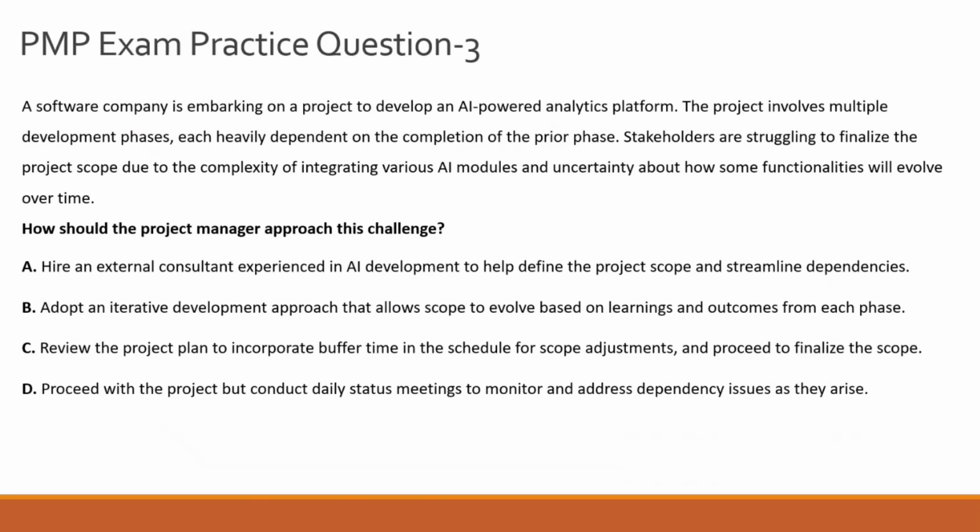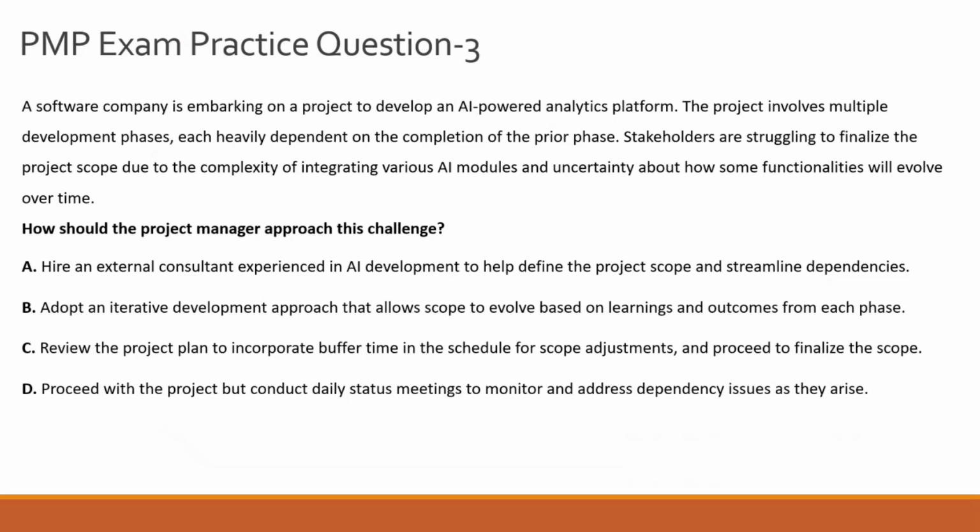So in this scenario, a project manager is faced with the challenge of defining the scope for a project that involves multiple phases with significant dependencies between them, right? So the question asks how the project manager should approach the situation to ensure the project scope is clearly defined while addressing the inherent complexities. So let's evaluate the options one by one. First, let's look at option A, which suggests hiring an external consultant to help define the project scope.